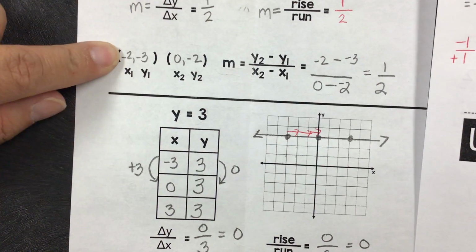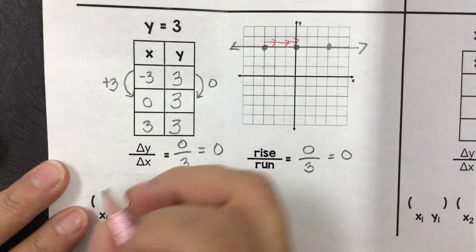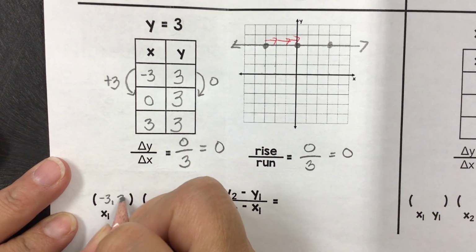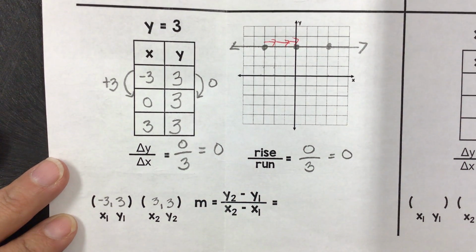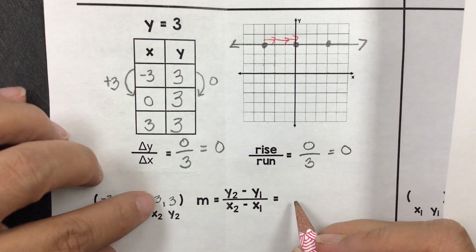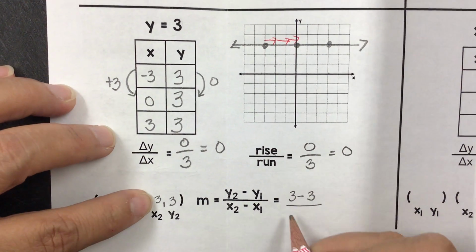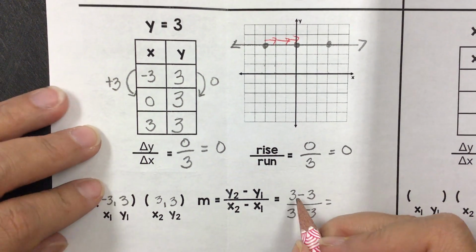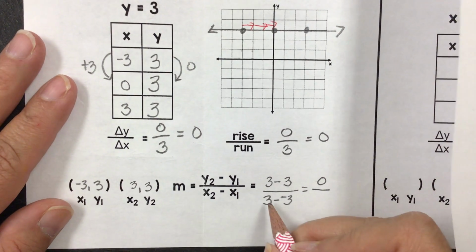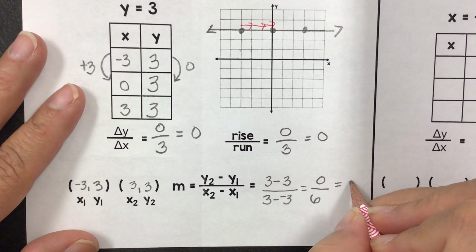So for the first one, we use the first 2 points. For the second one, we use the last 2 points. So I'm going to choose the first and last point for this one. I just wanted to verify for you that you could use any of the 2 points and you would still get the correct answer. y2 minus y1 divided by x2 minus x1. 3 minus 3 is 0. 3 minus a negative 3 is 6. When we simplify that, it's still 0.